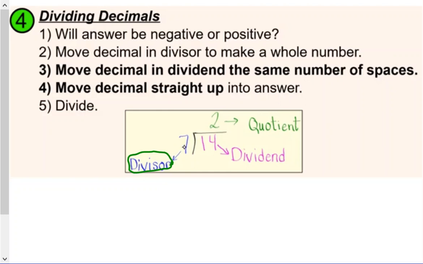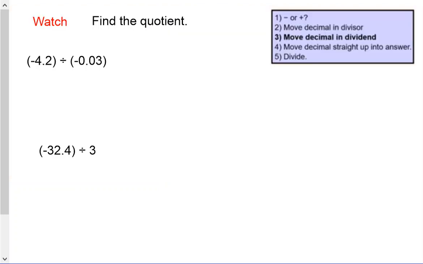So we're going to move our decimal, and if we move it in the divisor, we also have to do the same in the dividend over here to create equal operations. And then once we move our decimal in our dividend, we're going to move it straight up into our answer, and then we can divide. Make sure you have these written down in your notes. Alright, I'm going to go through a couple examples here, and then you'll have a chance to do some.